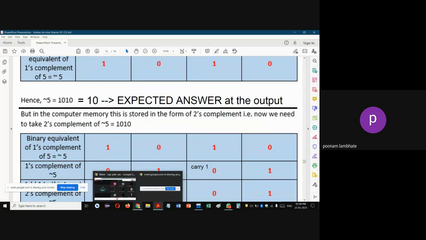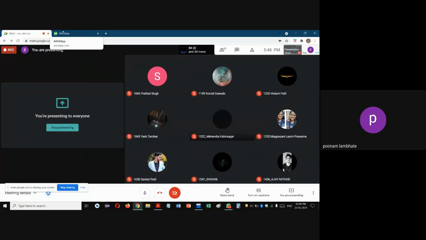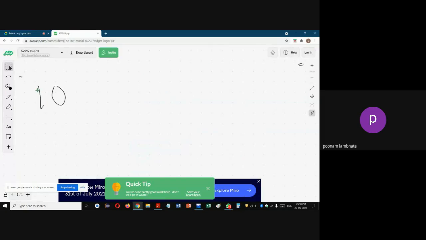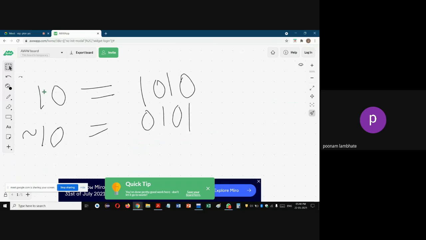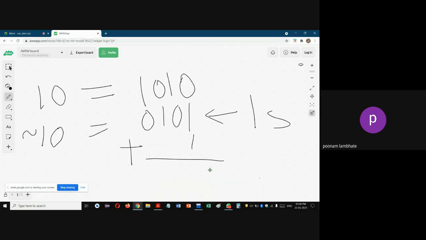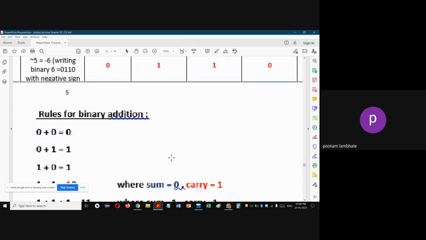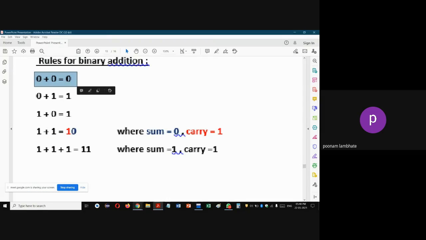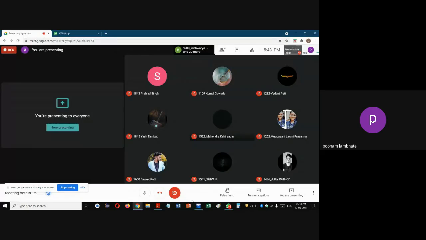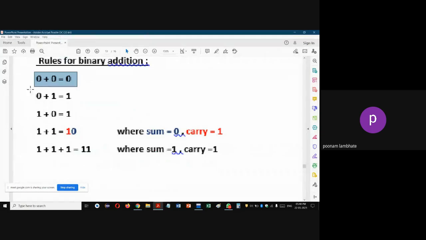Now 2's complement, let me give you a simple example. So this is my 1's complement. If I want 2's complement, I have to simply add 1 over here. When I add 1, I hope you know the rules of addition. 0 plus 0 is 0. 0 plus 1 is 1. 1 plus 0 is 1. 1 plus 1 is 0, carry 1. And 1 plus 1 plus 1 is sum 1, carry 1.